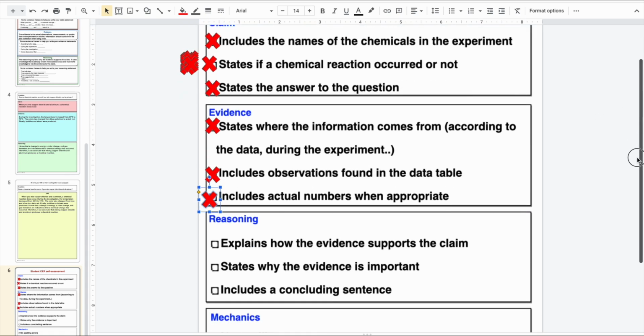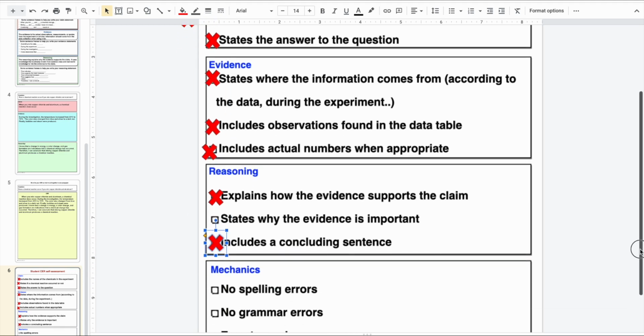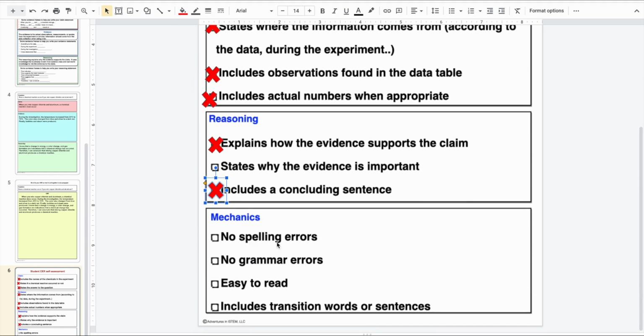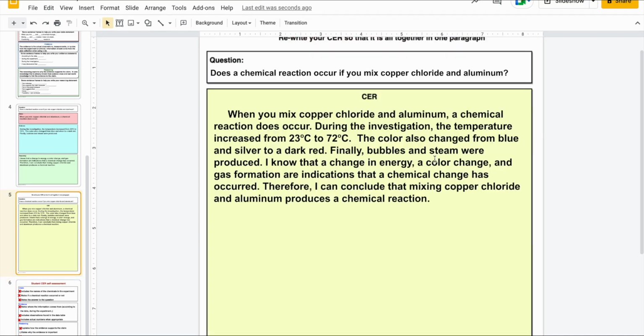And then finally, the reasoning explains how the evidence supports the claim. I did, I put no. States why the evidence is important. I did not put that part. Includes a concluding sentence. Yes, I did. And mechanics, you're going to be checking for spelling errors, grammar, easy to read. Once you have it all done, you feel like you've checked it off, then you are good to go. And that is how to write a scientific explanation for a chemical reaction.